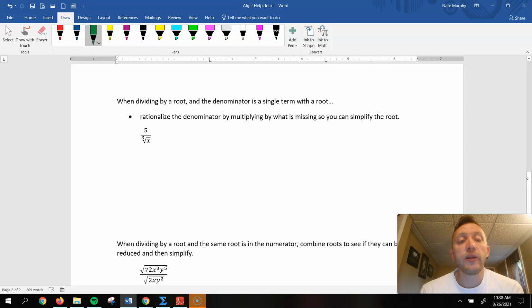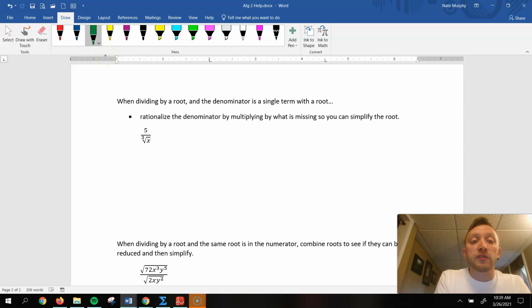If we have a single root in the denominator, we're going to do what's called rationalizing the denominator. That just means to get rid of that root, so we have a nice little number or variable in our denominator. All we do is look to see what's missing. Here we have 5 divided by the cubed root of x. In order to take the cubed root of x, I'd need the cubed root of x cubed, because 3 goes into 3 evenly. So I'm missing an x squared, because x squared times x would be x cubed. So I'm going to multiply the top and bottom by the cubed root of x squared.